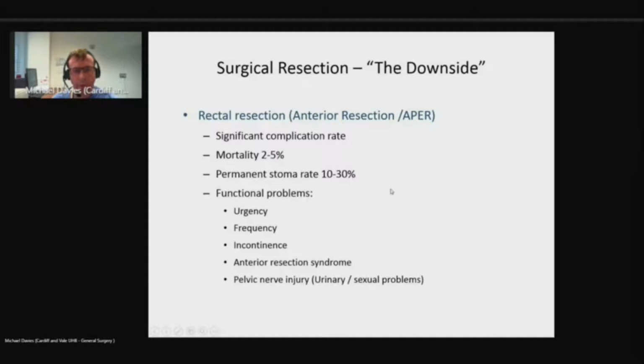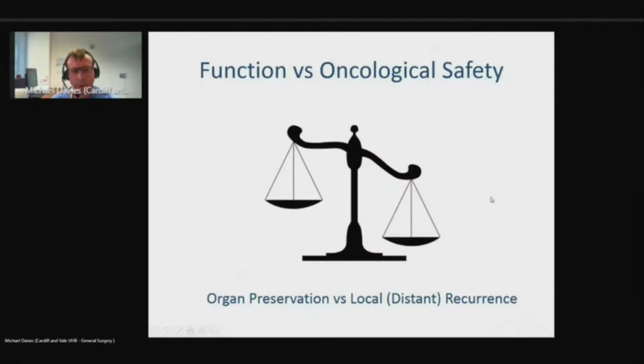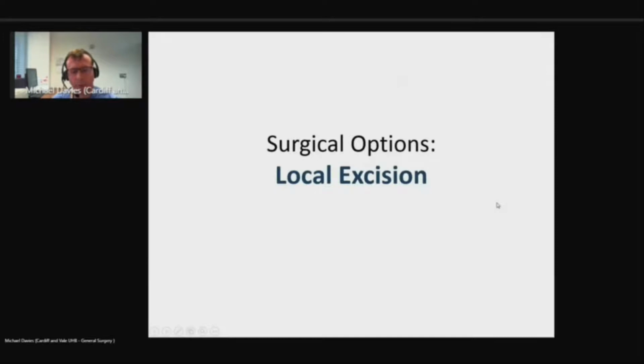So there really is a downside to resection. Whilst it can give us good pathological control and important information, there are significant functional problems and complications associated with this type of surgery. It could be suggested that it may be, to a certain extent, a sledgehammer to crack a nut. All the time we're looking at the balance of oncological safety versus function, organ preservation versus the risk of recurrence. So we come to the second option, which is local excision.